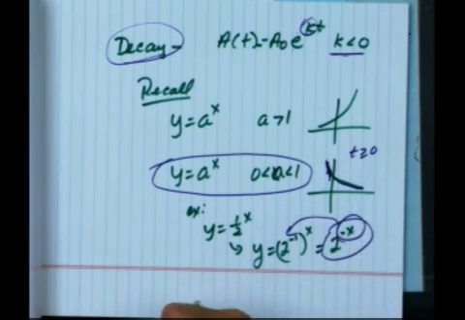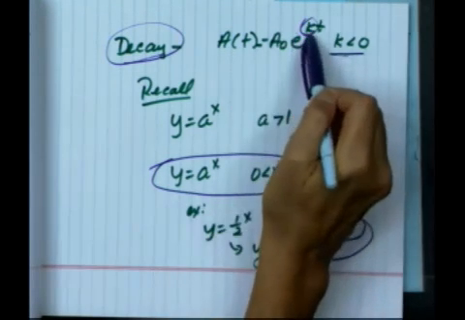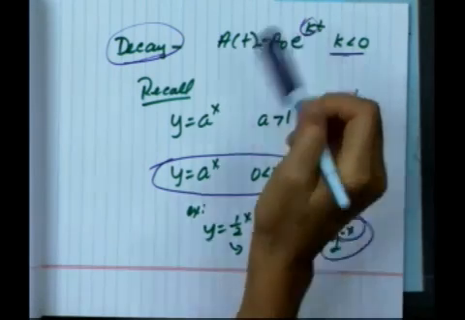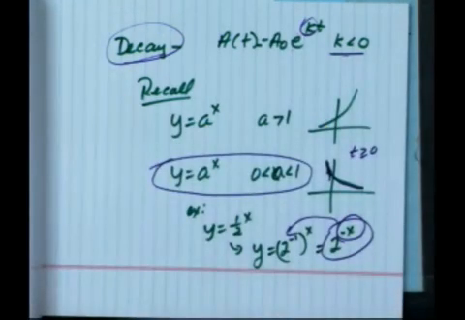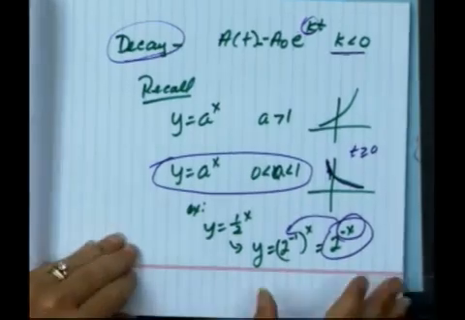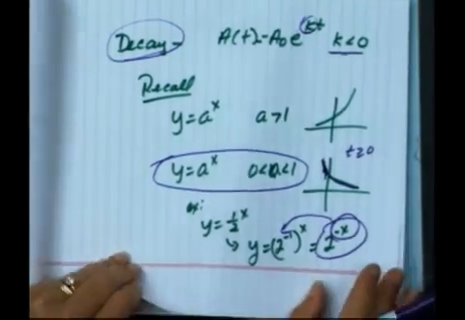Yes? E has to be a fraction for it to be a decay. Is that what you're saying? 1 over e, right. Okay. And if the k is negative, that's going to make it a 1 over e. Is that good? Okay, so we'll have a decay. The questions look very similar to the other, except now we have a decay.